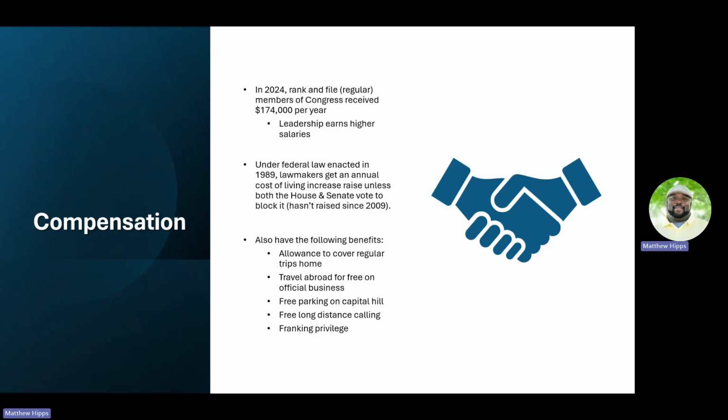The average member of Congress makes about $170,000 a year. That varies depending on the state and the person, but it is a pretty good living, and Congress has the power to raise its own salary. They haven't taken advantage of that since 2009, when the economy went bad in the recession.